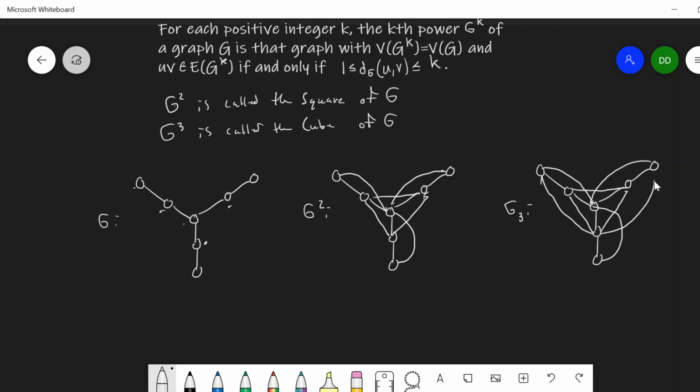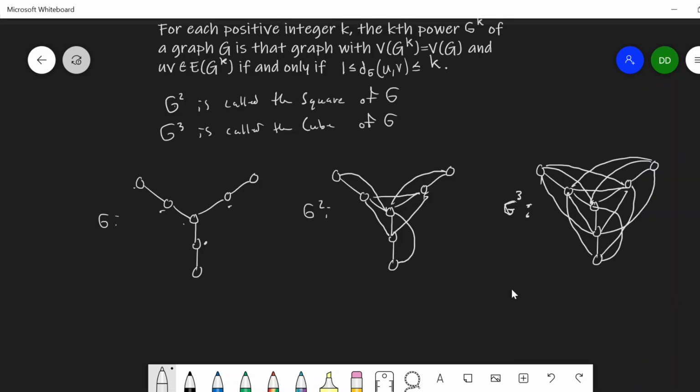Same with these two. 1, 2, 3. Same with these two, and these two, and these two, and these two. And I believe I got all of them now. Yep, that's all of them. And that's how you form the cube of a graph. And I say subscript, and I even wrote subscript. G cubed, so used to writing subscripts and not powers. So that's how you form the power of a graph.